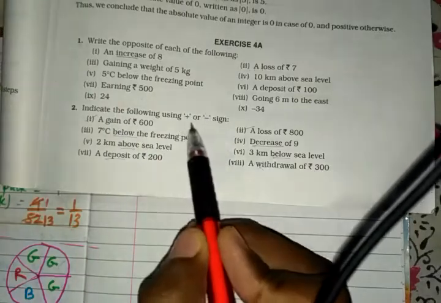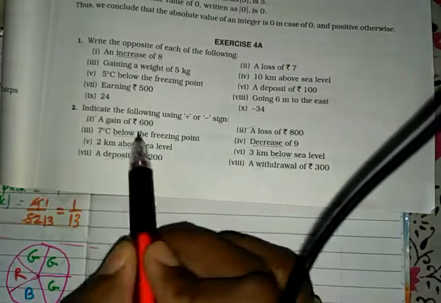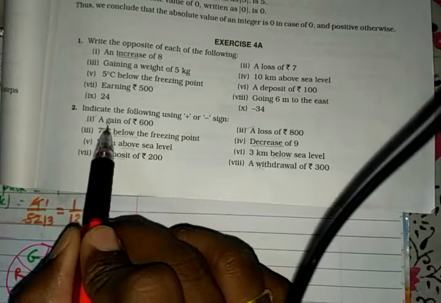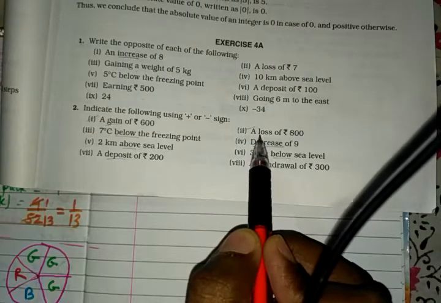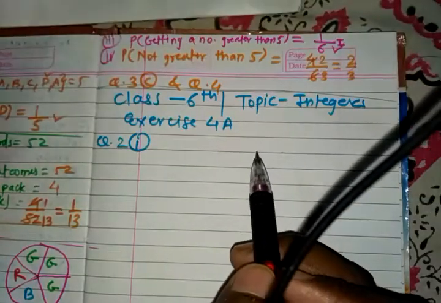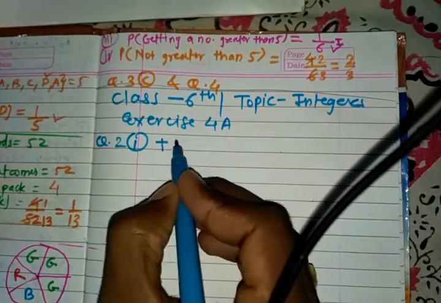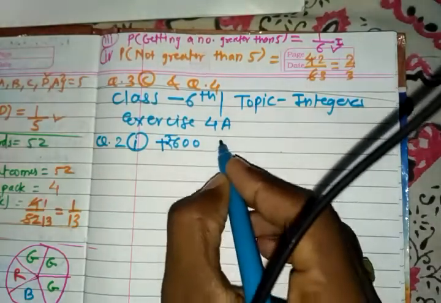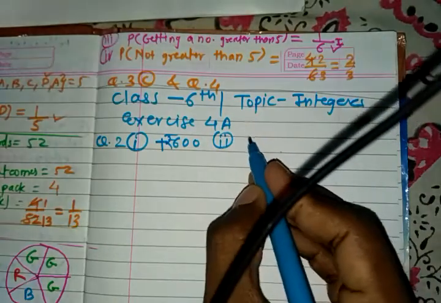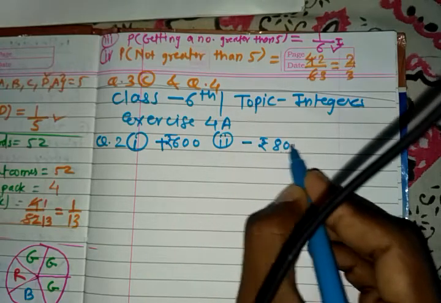Now we will switch to question number 2. Indicate the following using positive and negative sign. So it is also very similar to that, we just have to put the sign in front of the given numbers by seeing these words. If there is a gain, we will put the positive sign. If there is a loss, we will put the negative sign. Let's see. If the question is a gain of 600, I will write here gain means positive, and that is rupees 600. In the second, a loss of rupees 800, so loss represents the negative sign, and it is rupees 800.